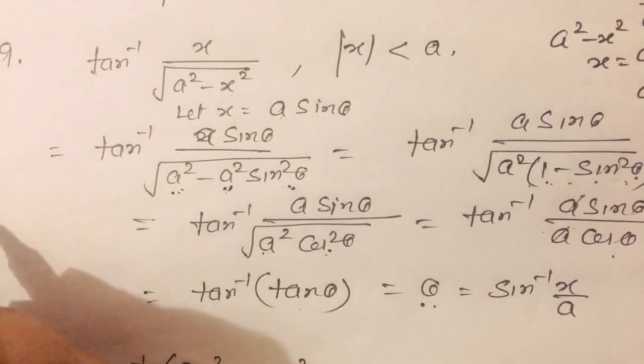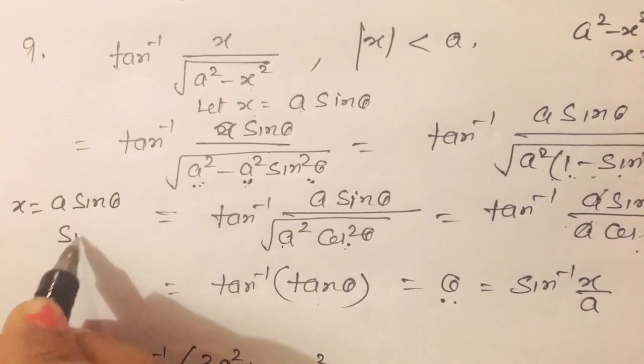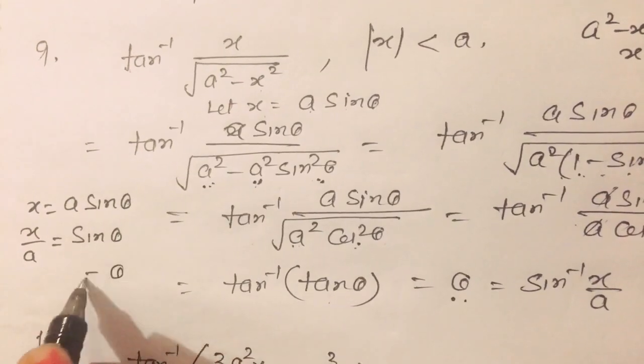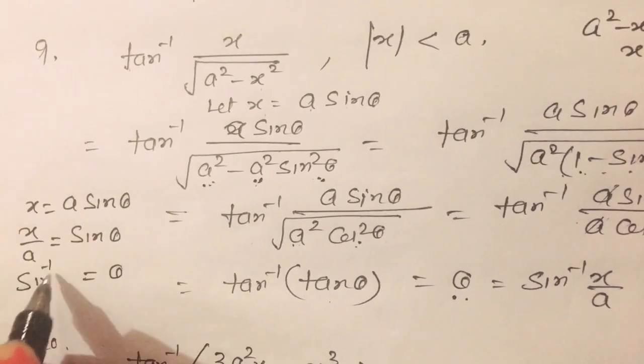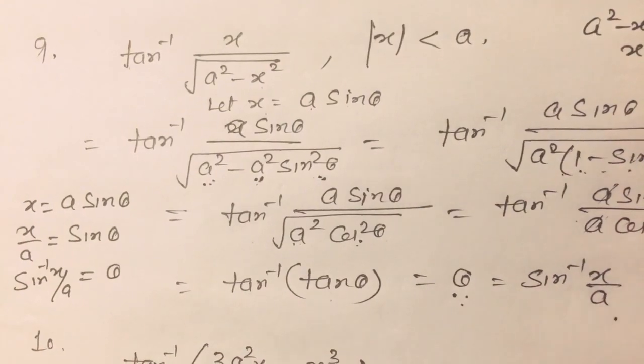And theta, what is theta here? If x is equal to a sin theta, then sin theta will be x upon a, then theta will be sine inverse x upon a. So we will get theta is equal to sine inverse x upon a.